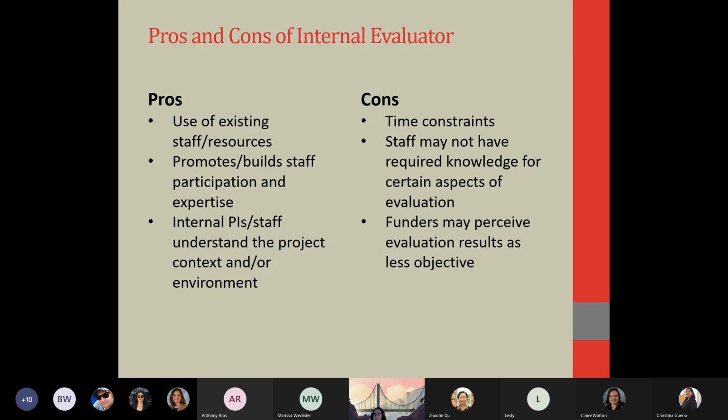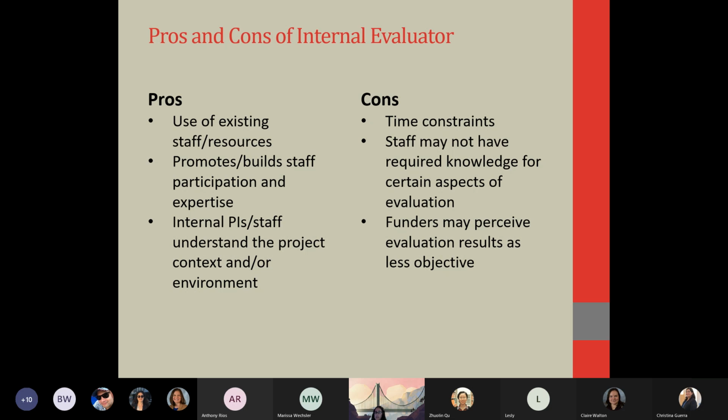Okay, so I kind of listed the pros and cons of hiring an internal evaluator. So I guess one of the pros is you use existing staff and resources, so therefore you save money by doing that. Another advantage is that it promotes and builds staff participation and expertise. And also, this one's an important factor. Usually if you use internal staff or PIs, they have an understanding of the project and the context as well as the environment.